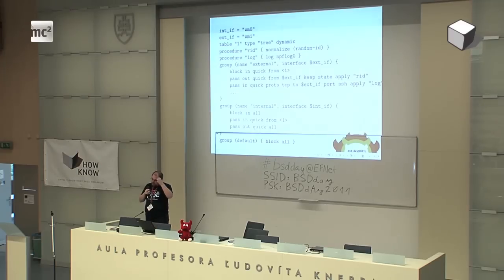Okay, so let's have a detailed look at the config. We have macro support, it's pretty standard. We define 2 interfaces, one internal, one external. We define a table, which, as we said, is a tree. So as you start adding IP addresses, it's built as a red-black tree. We have two procedures, one to log and one to randomize the ID. The log interface shows up as a real interface in the system, and you can tcpdump it, you can do anything you want on it to process the packets.